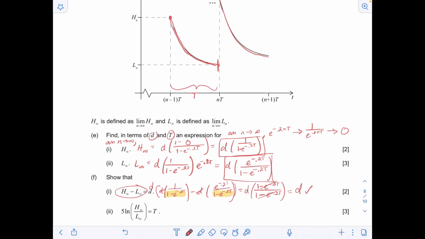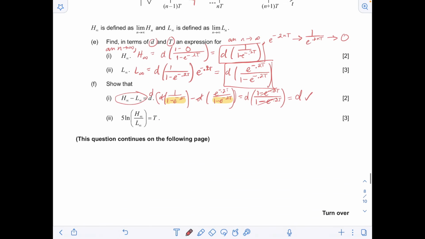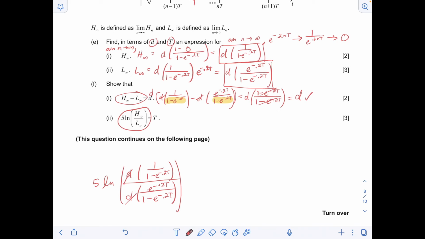And part 2 also is a show that problem, and it says show that 5 natural log H infinity over L infinity equals T. So we'll follow the same process of starting with this equation, substituting our expressions in for H and L, and then simplifying. So 5 times the natural log of H is D times 1 over 1 minus e to the negative 0.2 t over D times e to the negative 0.2 t over 1 minus e to the negative 0.2 t. Obviously the D's cancel.